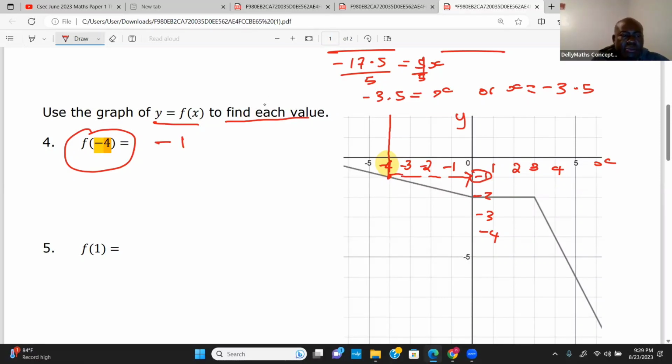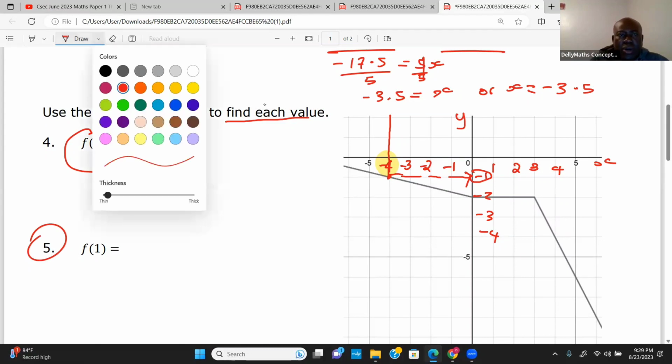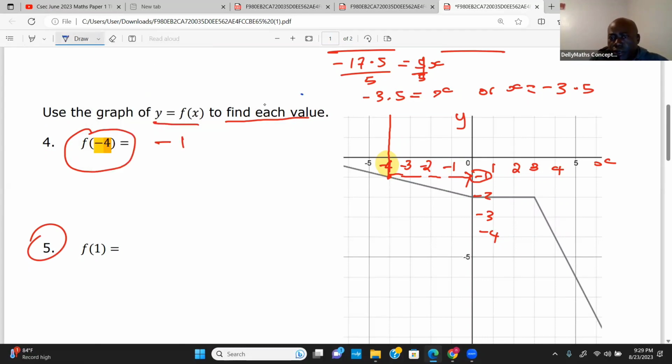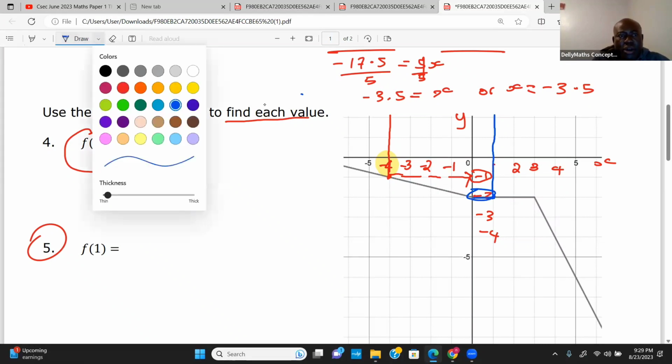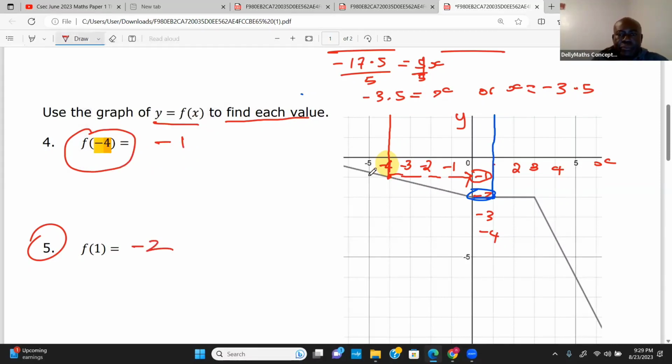Let's look at the second part here, number 5. What we want to do here is to find f of 1. So I'm going to go where positive 1 is, right? So this is the line that passes through positive 1. I'm going to carry it until it touches the curve. Whenever it touches the curve, I'm going to stop. Then I'm going to read off the value on the y-axis, and that is negative 2, which means that f of 1 is negative 2.